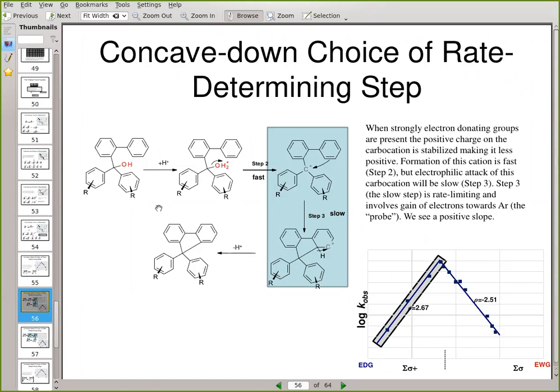So if you're looking at a Hammett plot, remember that if electrons are moving away from the aromatic system, if they're moving away from this probe here, then electron donating groups are going to aid that, and electron withdrawing groups will stop that. So that's what I mean by the probe. Does that answer that question?